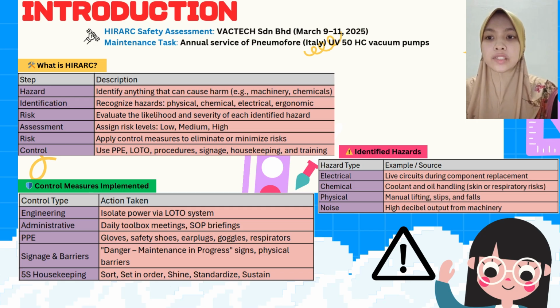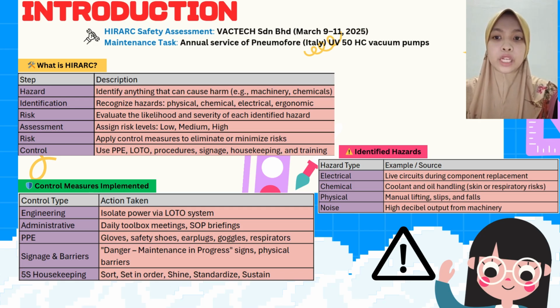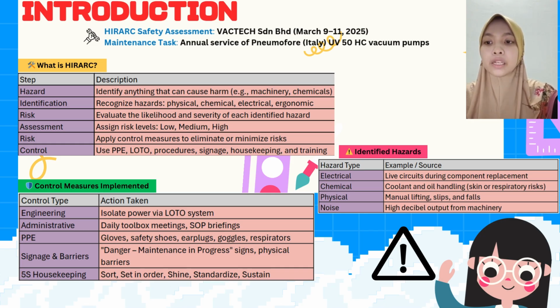First, engineering. What is the action taken? Isolate power via the LOTO system. Then, as administrative, we must do a daily toolbox meeting to do SOP briefing. Then, use PPE like gloves, safety shoes, earplugs, goggles and respirators. Next, signage and barriers. Use signage like danger, maintenance in progress. Then, barriers for physical hazards. Do housekeeping like 5S: sort, set in order, shine, standard, and sustain.